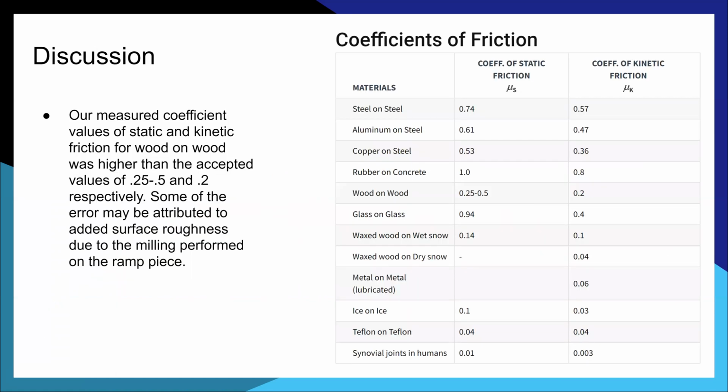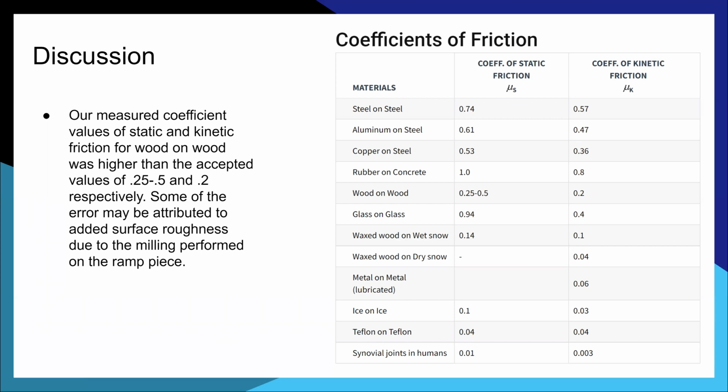Our measured coefficient of kinetic friction for wood on wood was a lot higher than accepted values. As you can see, these accepted values were taken directly from online, where you can search different materials and their varying static friction coefficients and kinetic friction coefficients. The accepted values are between 0.25 and 0.5 for static friction and 0.2 for kinetic friction, respectively.